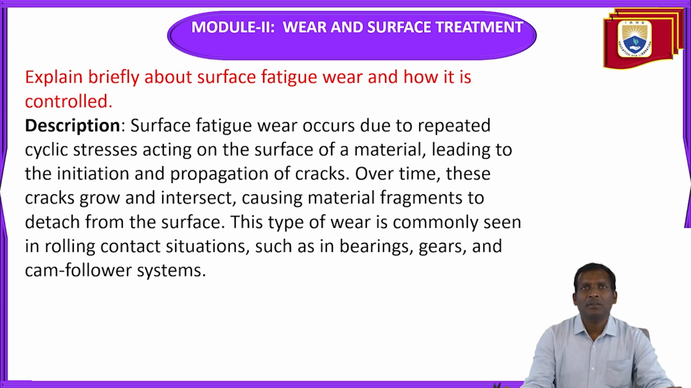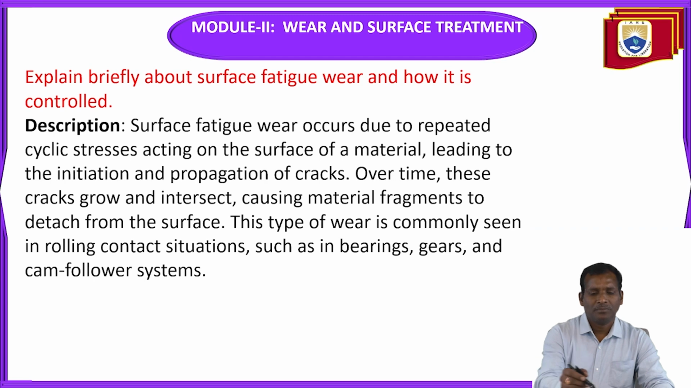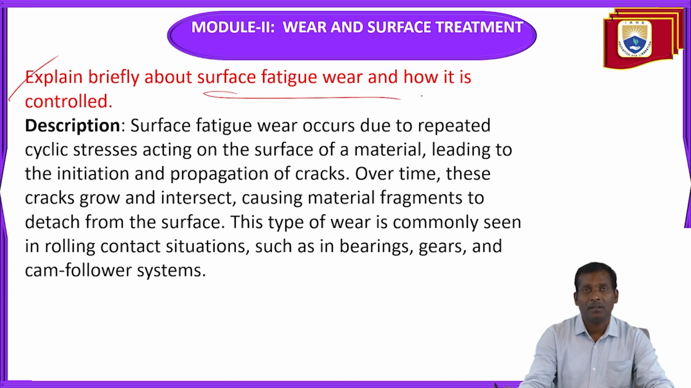Just explain briefly about surface fatigue wear and how it is controlled. Surface fatigue wear occurs due to repeated cyclic stresses acting on the surface of a material, leading to the initiation and propagation of cracks. It occurs due to the cyclic, repeated stresses acting on the surface.